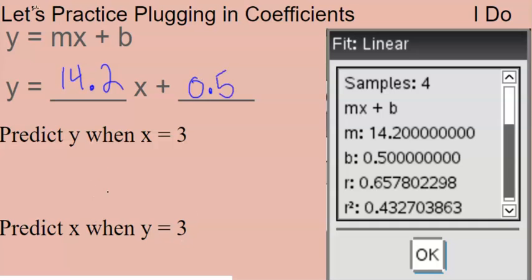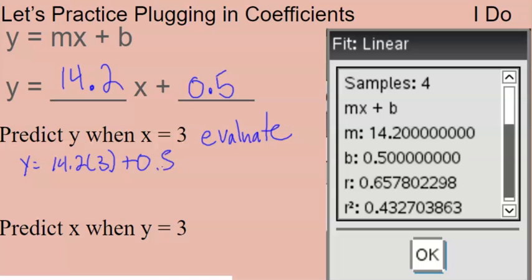Okay, we're going to make some predictions now. Predict y when x equals 3. So we're going to evaluate. y equals 14.2 times 3 plus 0.5, so 43.1.